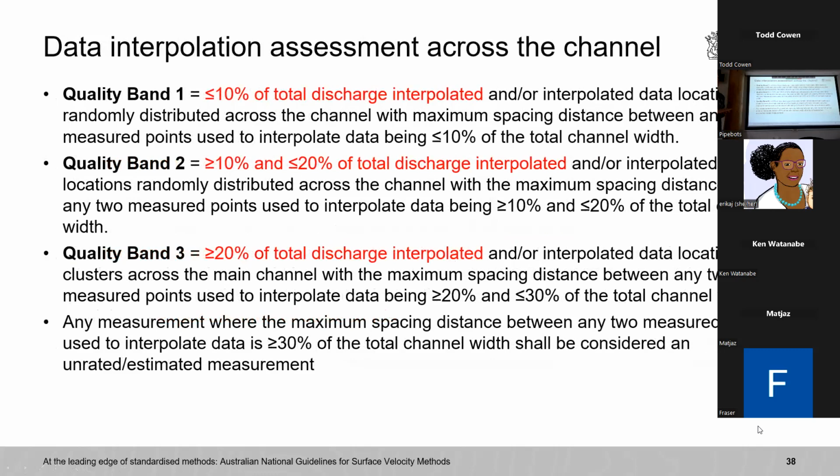Data interpolation. This is looking at going across the channel. Again, it was felt there needs to be criteria in place to help assess those measurements. If you were doing a current meter or a flow tracker measurement, you wouldn't measure half the channel and then interpolate it back. So there was a strong feeling that standards must still be applied to the imagery techniques.